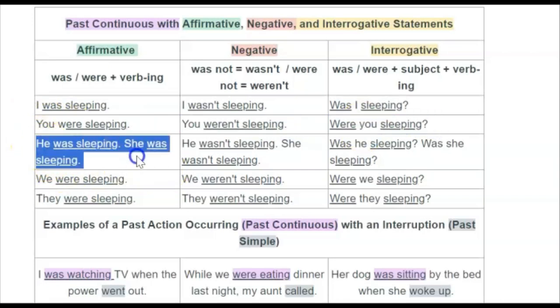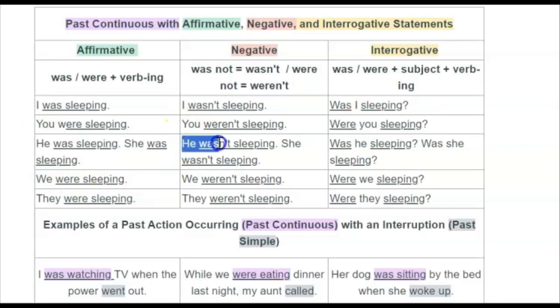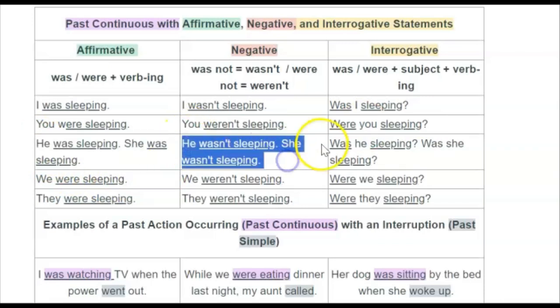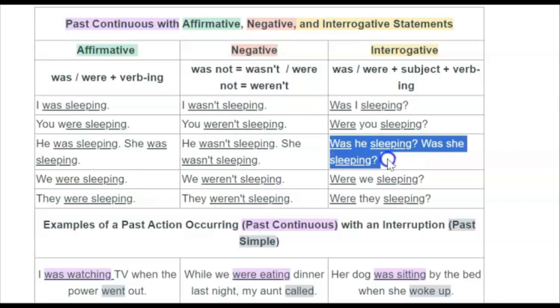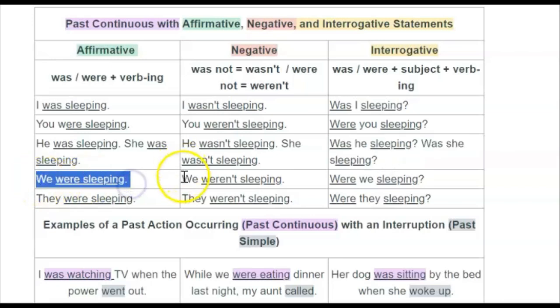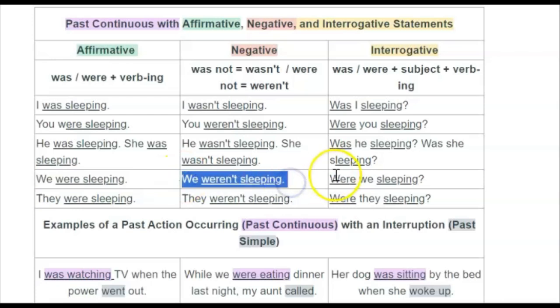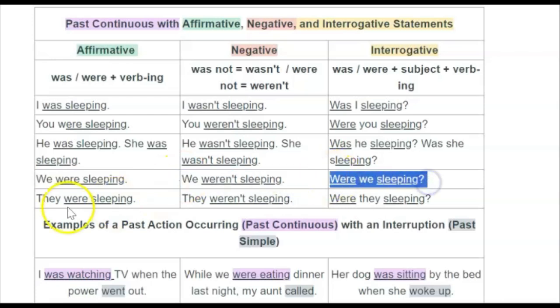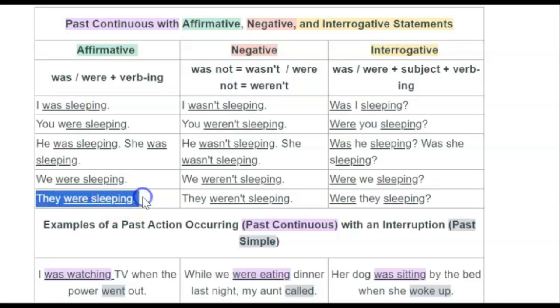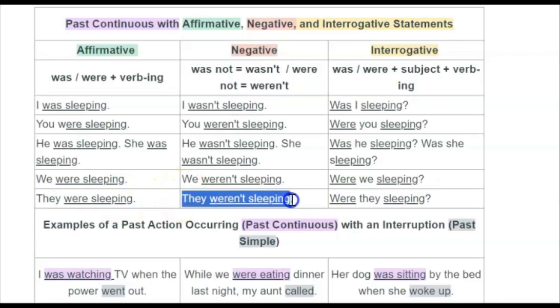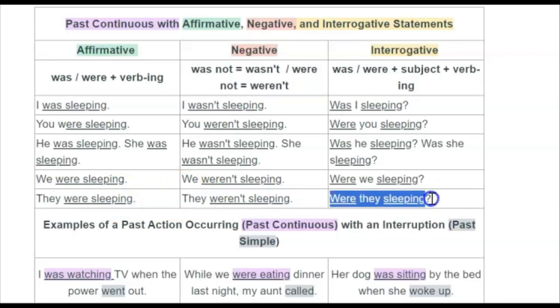He was sleeping, she was sleeping, he wasn't sleeping, she wasn't sleeping. Was he sleeping? Was she sleeping? We were sleeping, we weren't sleeping, were we sleeping? They were sleeping, they weren't sleeping, and were they sleeping?